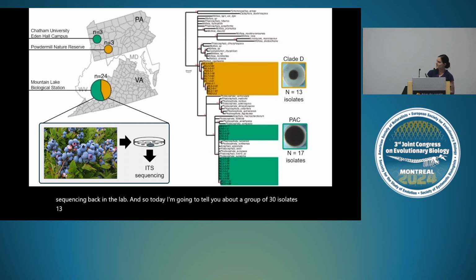13 of them cluster into this yellow clade labeled clade D, which is a monophyletic group, and the other 17 cluster into this clade I'm going to refer to as PAC, which stands for the Phialocephala fortinii–Acephala applanata species complex.